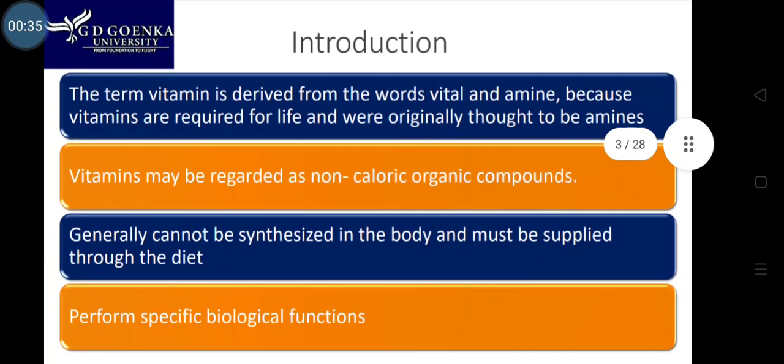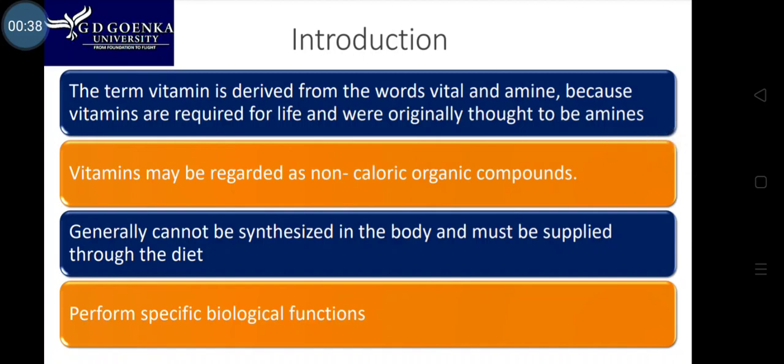The term vitamins is derived from vital and amine, and vitamins are required for life and were originally thought to be actually amines. Chemically, it was thought to be amines. Vitamins may be regarded as non-caloric organic compounds, meaning they don't give energy. There is no calorie that we get from the vitamins. It's not like carbohydrate, lipid and protein.